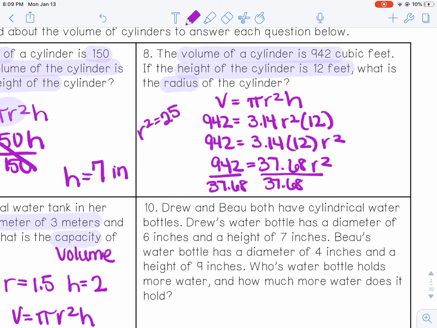Okay. The question asks, what is the radius of the cylinder? We do not have radius. We have radius squared. So I need to find radius, and the opposite of squaring something is to square root, not divide, square root. That is going to give us 5. So the radius is 5.